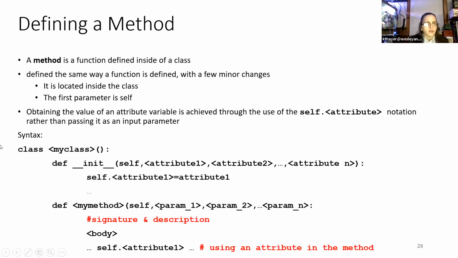So here we go. Class, then my class, then you're going to have your init function here, and then you're going to have whatever else you might have. And here's an example of putting in your own method. You're going to have the name of your method, and then you're going to have self, just like we had in init, and whatever input parameters are needed. Then you're going to have your signature and description here as usual, and then whatever you need to do. And you might do some things with an attribute in the method itself, like calculate something.